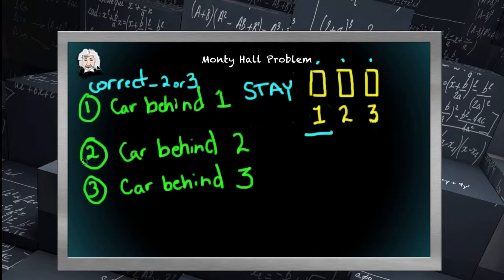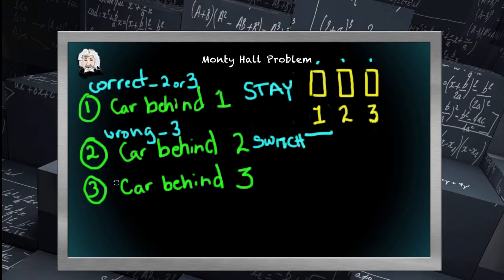It could be scenario 2, where the car is behind curtain 2. In this case, the contestant would be incorrect, and Monty Hall would have to open up curtain number 3, because curtain 1 is the contestant's choice, curtain 2 is where the car is, so that only leaves Monty Hall with the choice of opening up 3 and showing the goat. Now, the contestant would be better off switching from 1 to 2, the correct curtain.